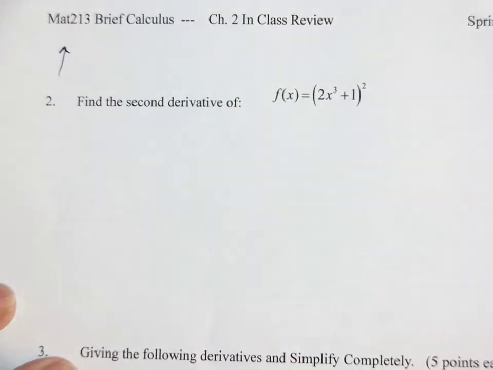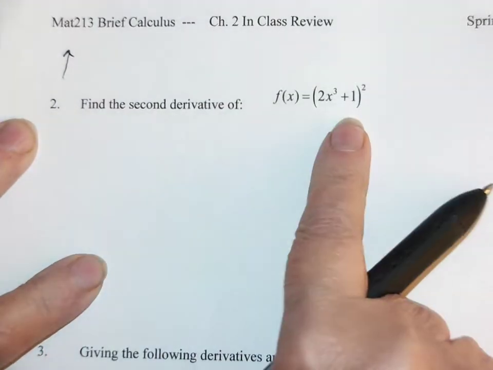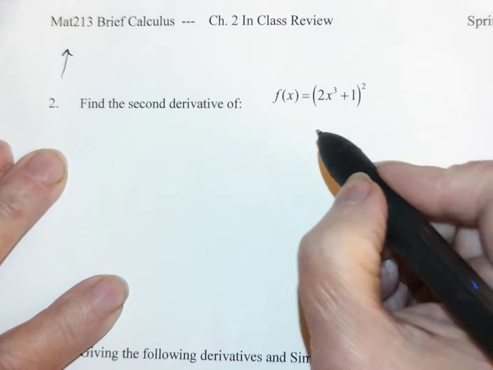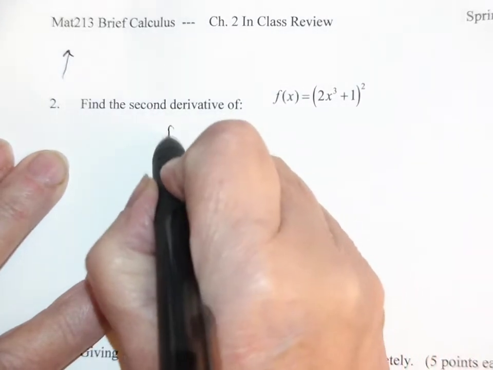Moved up on the master. But find the second derivative. So I'm now looking for f double prime.